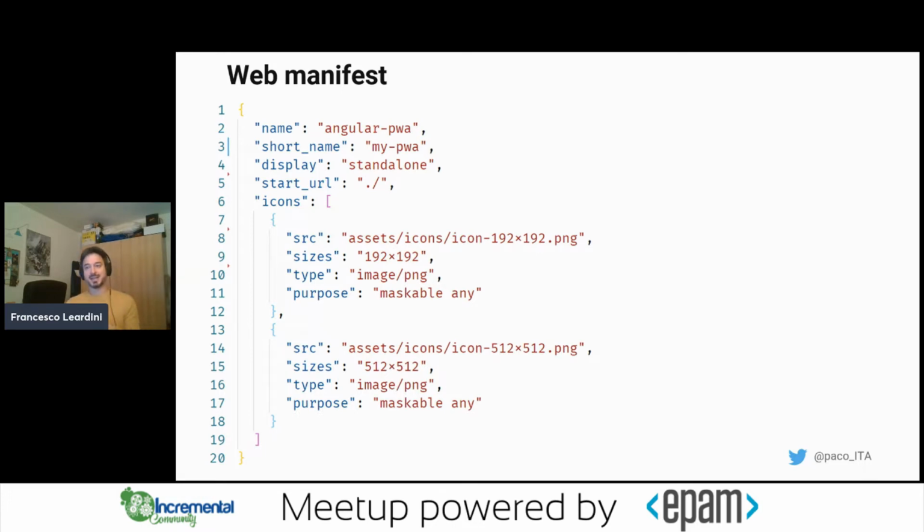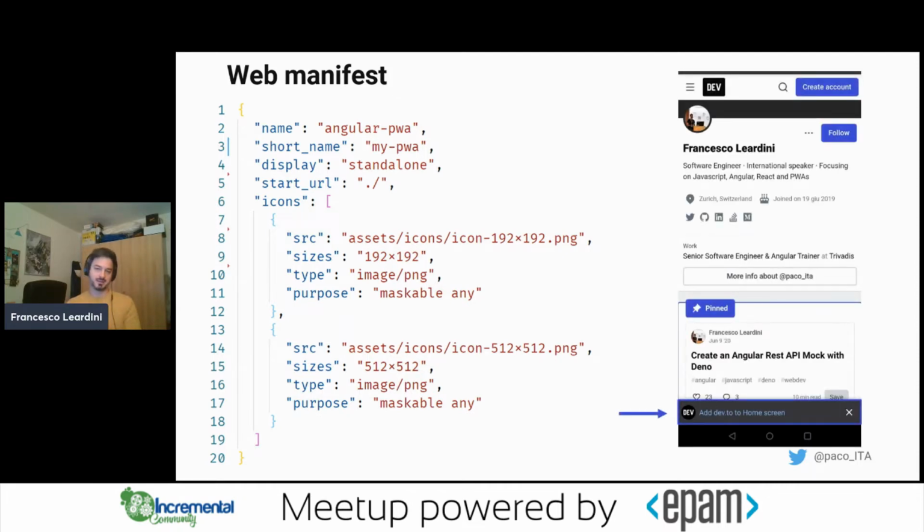Icons is a property array that accepts a multiple set of icons. As a minimum, we have to provide 2 with 192 and 512 pixels square size. And then the browser will be responsible to scale according to the different target device that the user is using. But it's always good to provide multiple sizes in order to provide a pixel perfect experience.